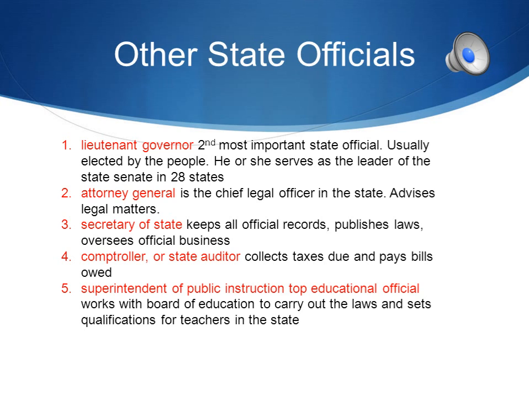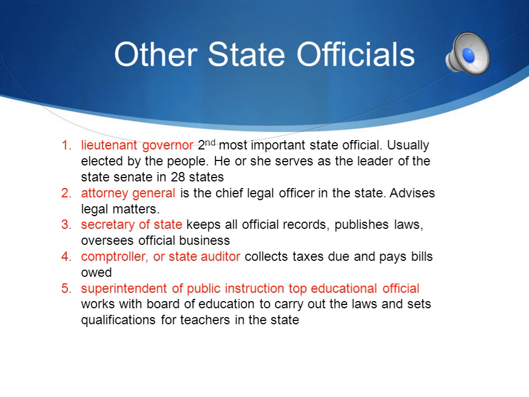And then there's the Secretary of State, who tracks all our official records, publishes laws that are made so that we all can read them, and also oversees the official business. Number 4, the comptroller or state auditor. They collect taxes, so that's our revenue for our state, and also pay bills that we owe.